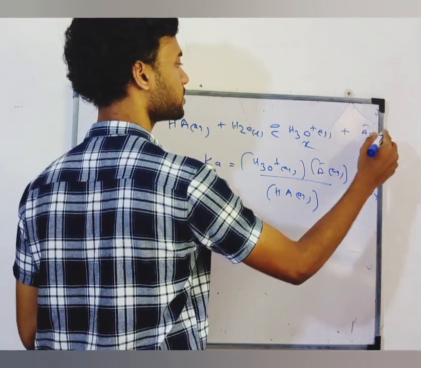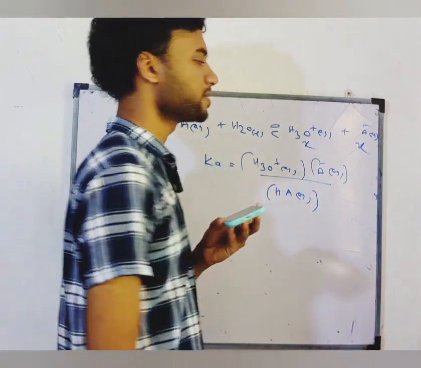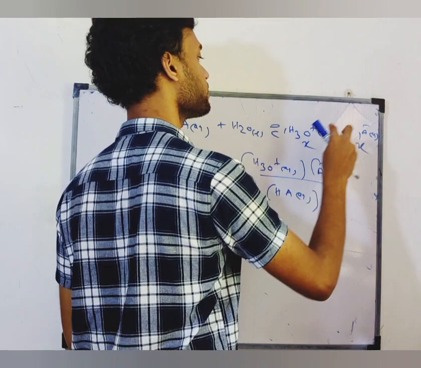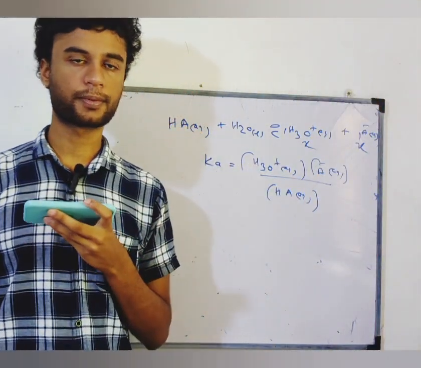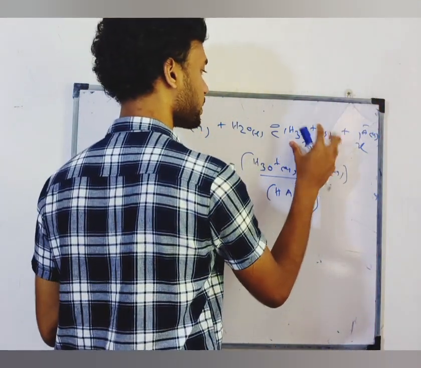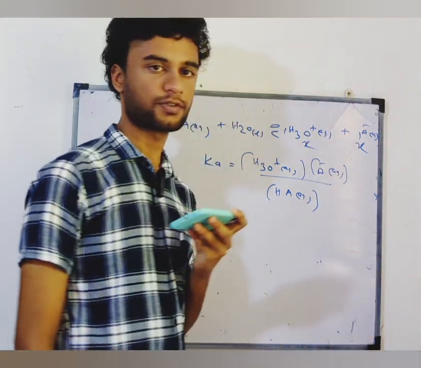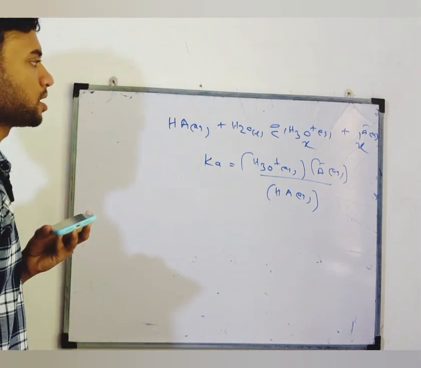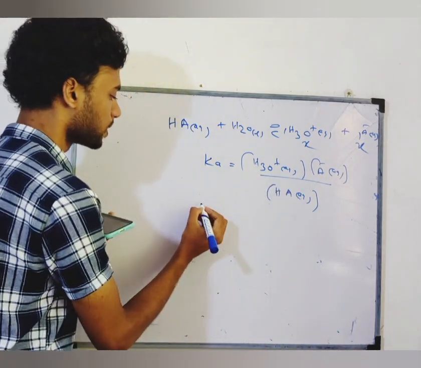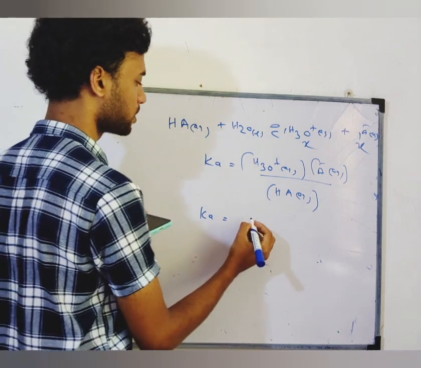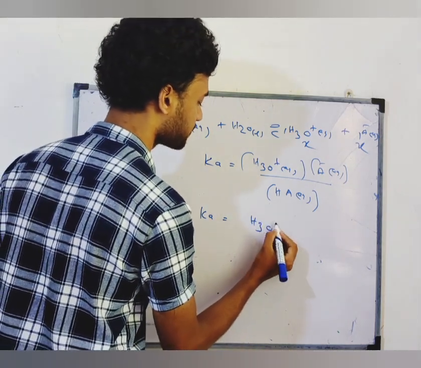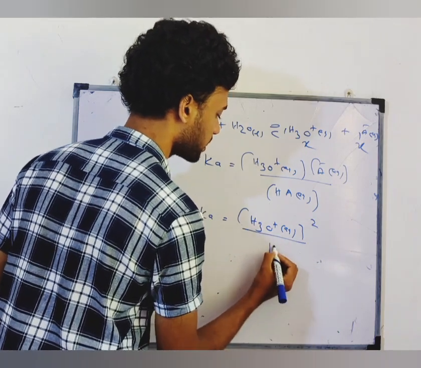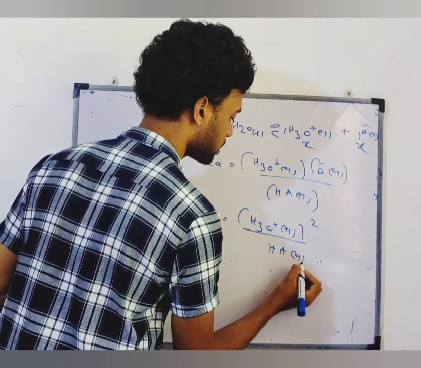Now you know that when this breaks down, a certain amount X of H3O+ aqueous is formed and X of A- aqueous is formed, because stoichiometry is 1:1. X amount of H3O+ and X amount of A- is formed. Then the concentration of H3O+ aqueous is equal to the concentration of A-, because it's X and X, right? Then I can say Ka is equal to H3O+ aqueous entire thing squared divided by HA aqueous.